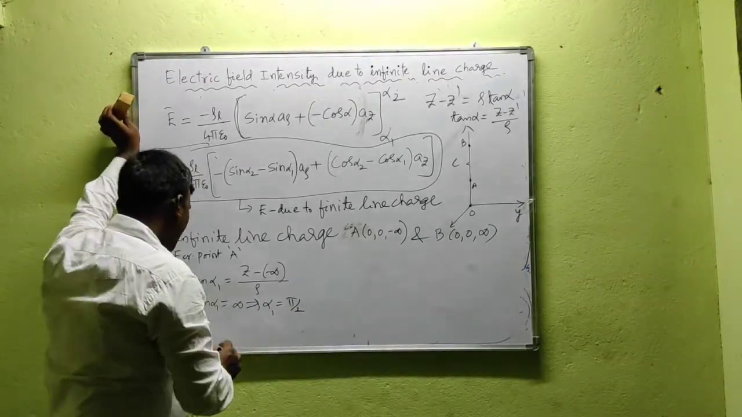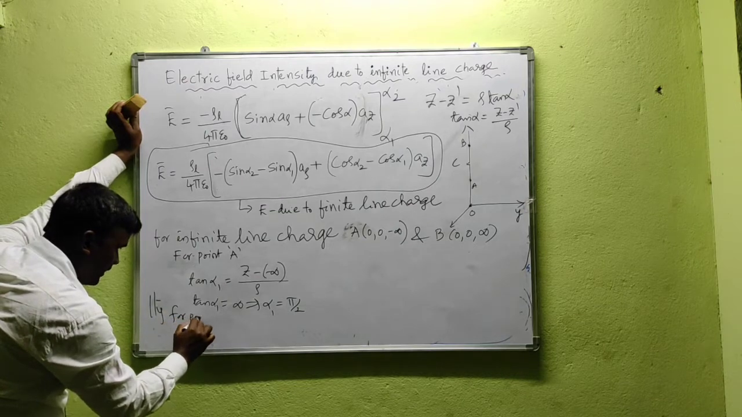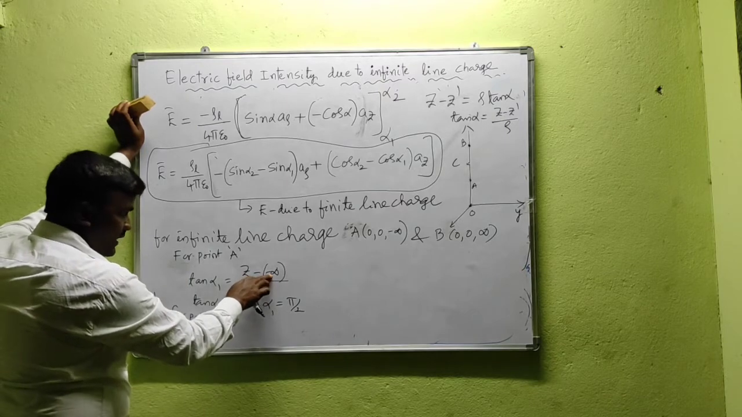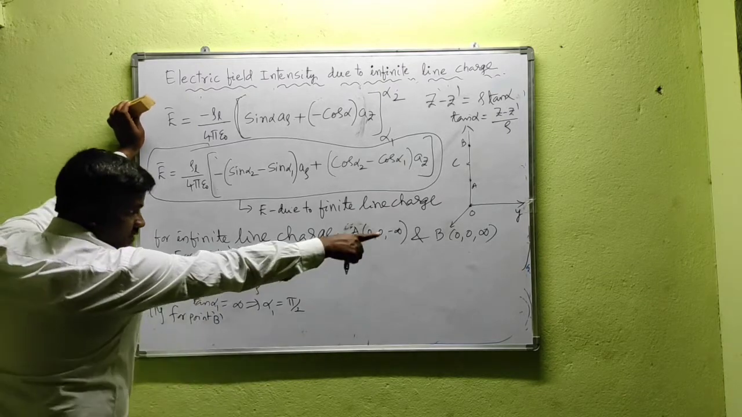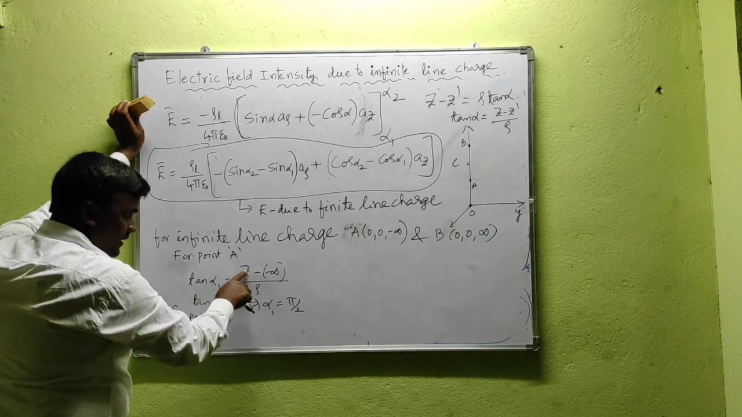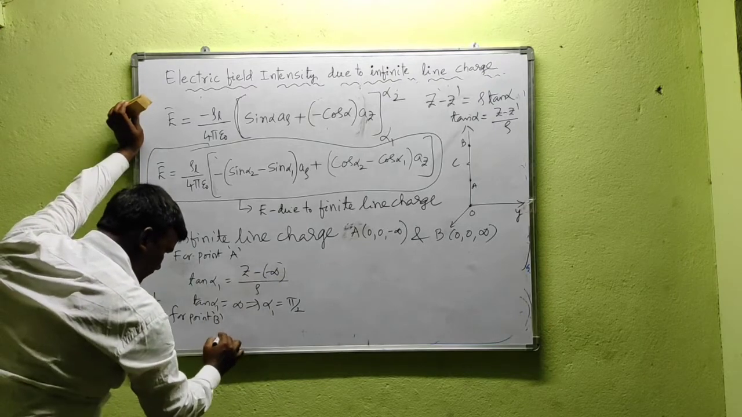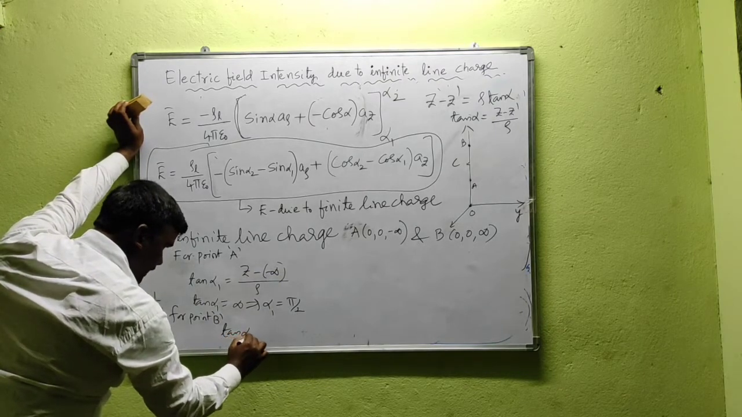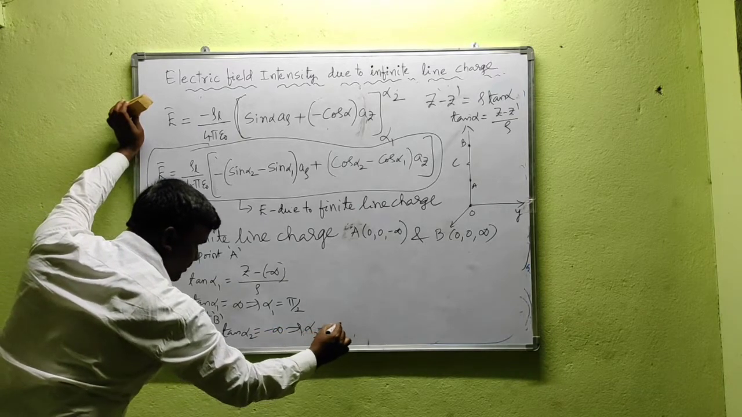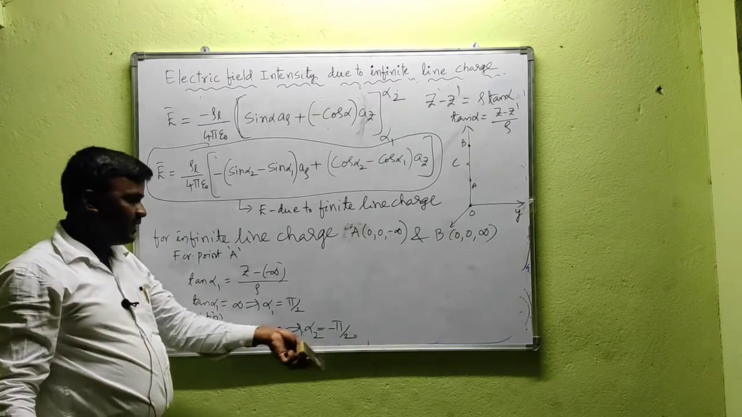Similarly, for point B, the only change is that instead of taking minus infinity, we need to take what? The point is 0, 0, infinity, so z dash should be infinity. That means z minus infinity. Something minus infinity gives minus infinity, so tan alpha 2 becomes minus infinity, meaning alpha 2 should be minus pi by 2. Clear? Alpha 1 is pi by 2 for the infinite line charge, alpha 2 is minus pi by 2.